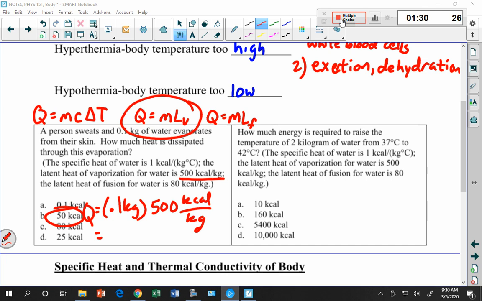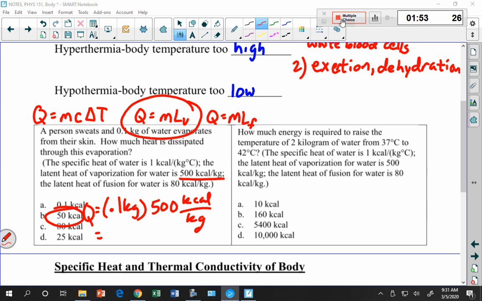What is my change in temperature for this material? What's delta T? If it's going from 37 to 42, it's 5, right? 42 minus 37 is equal to 5. And then, what is C? This is the specific heat, right? So C is our specific heat.